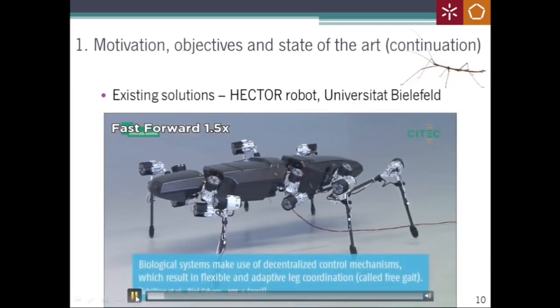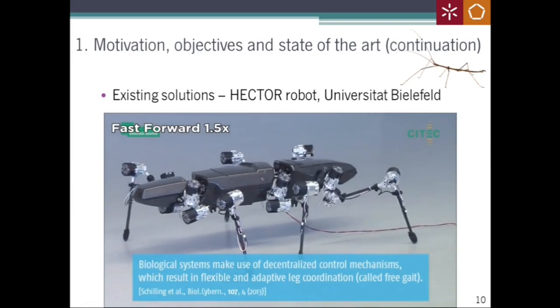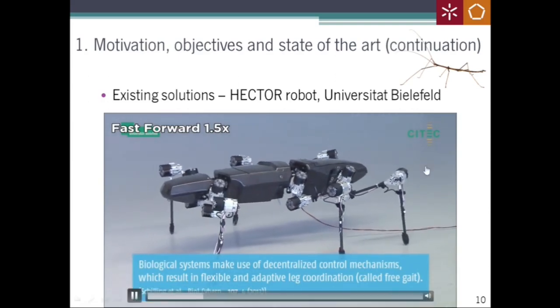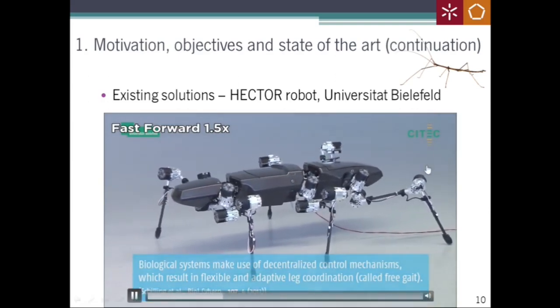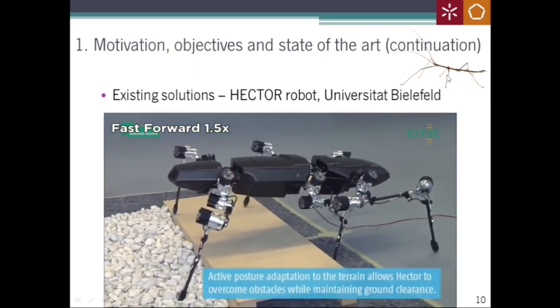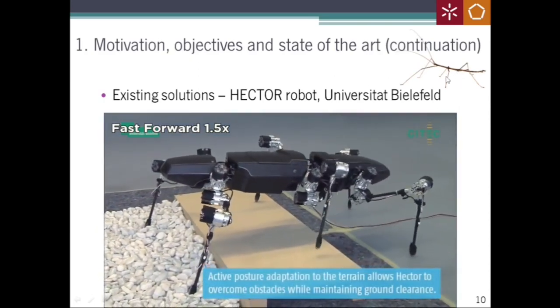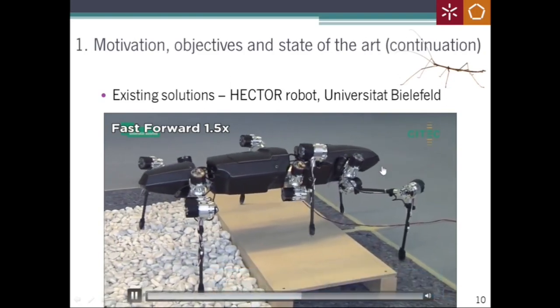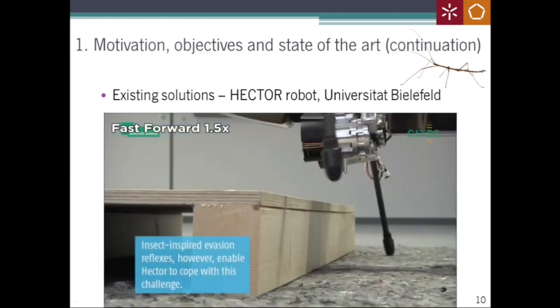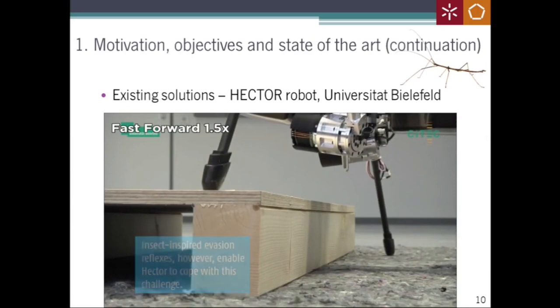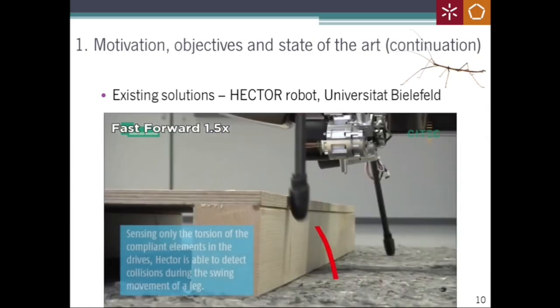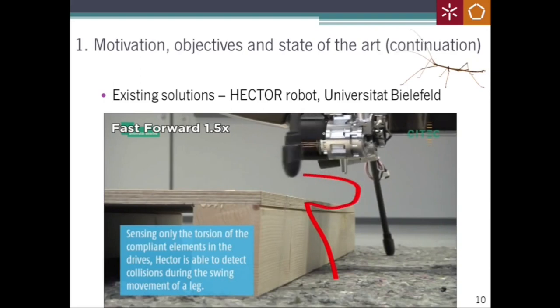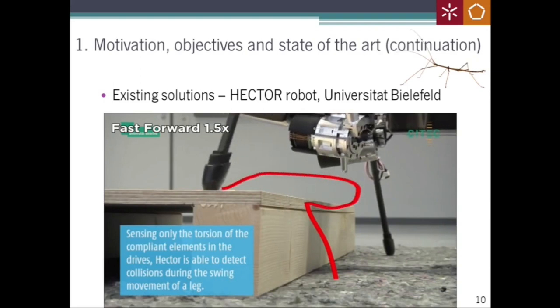Another example is the robot HECTOR from the University of Biel in Germany. It has its shape based on the stick insect shown in the upper right corner magnified 20 times. The 18 degrees of freedom are actuated by compliant actuators, and only by monitoring the torsion of the compliant element at each joint it is possible to detect collisions and act accordingly.